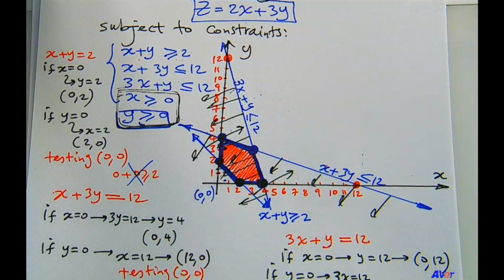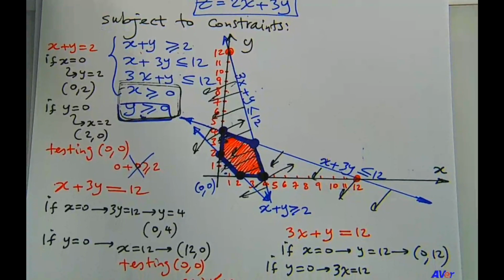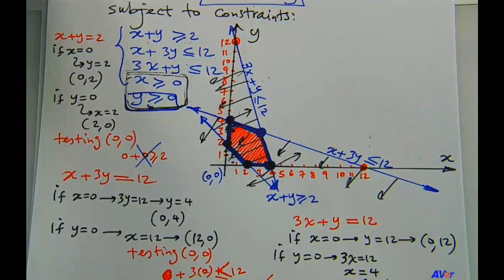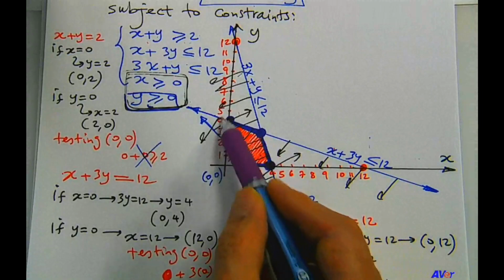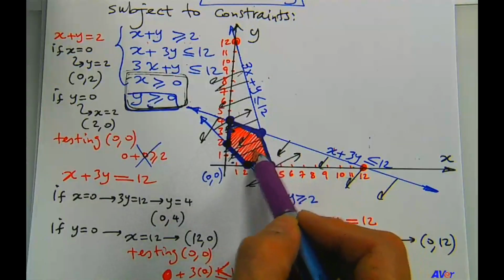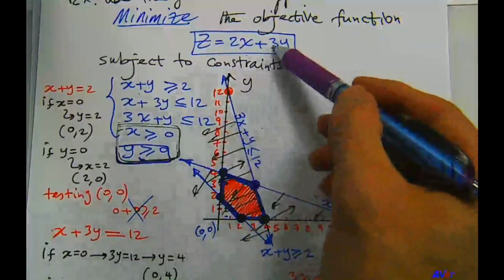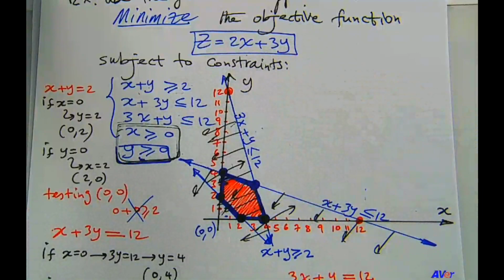Okay, that's the solution region for this problem. Because we're optimizing, or minimizing in this case, we can't stop here. We need to find the coordinates of all of these 5 corner points and then plug them into the objective function, which is up here.